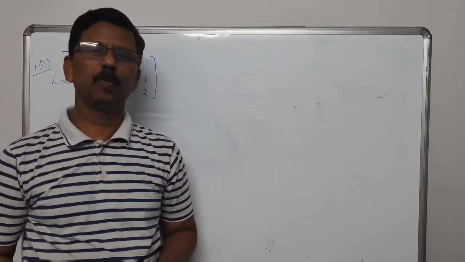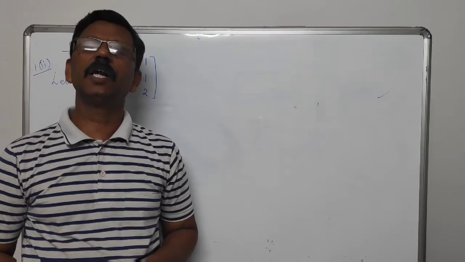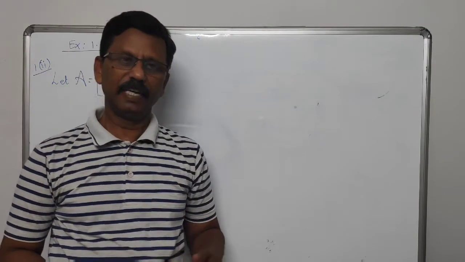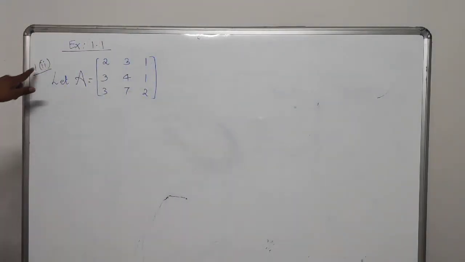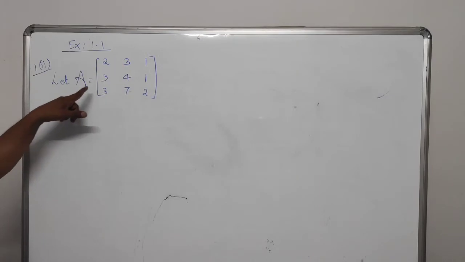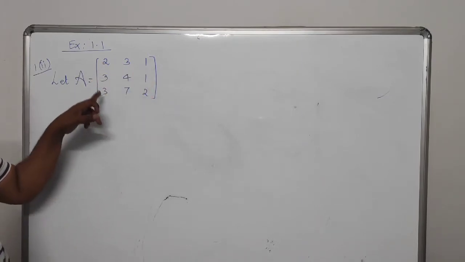Find the adjoint of a 2 by 2 matrix. Now in this class we can see how to find the adjoint of a 3 by 3 matrix. For that we can take a problem, that is second subdivision of the first problem, the first exercise. That is, the given matrix is 2 3 1, 3 4 1, 3 7 2.